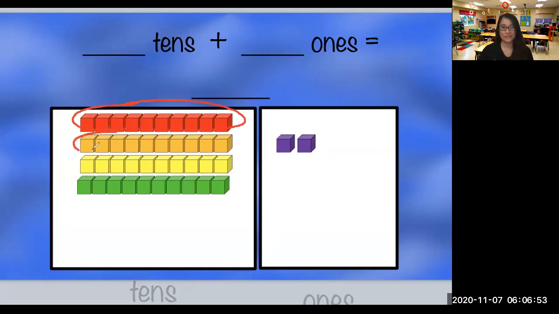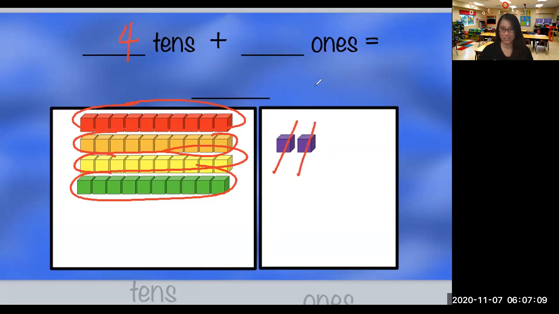1, 2, 3, 4. You have 4 groups of 10. How about those ones? 1 and 2. You have 2 ones. So if we have 4 groups of 10 plus 2 ones put together, we have the number 42. Good job.